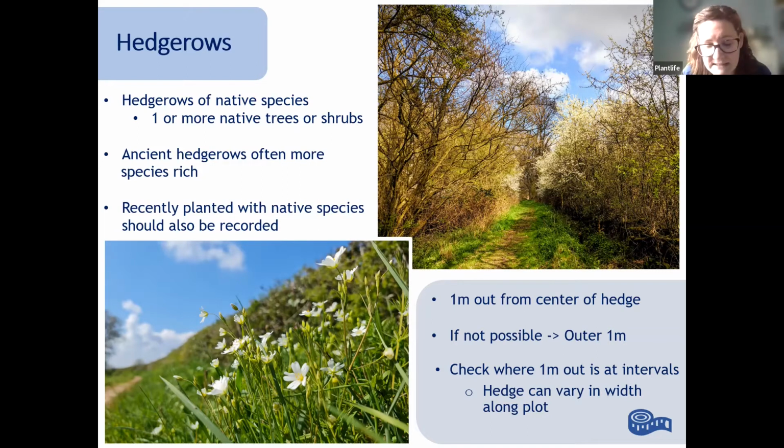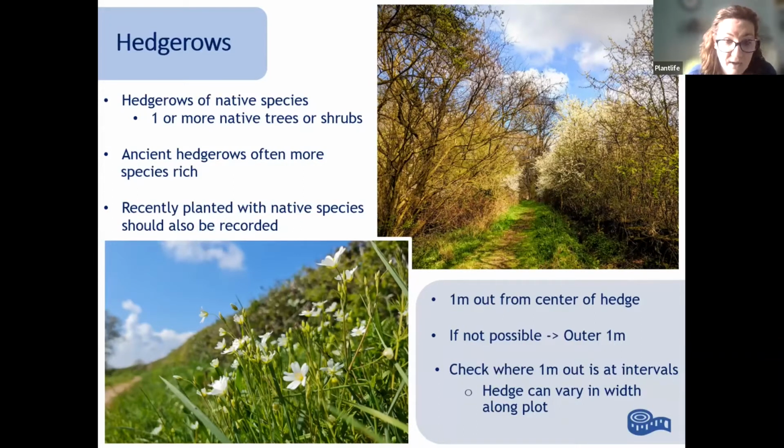And knowing that it's been recently planted can be really useful, and that's great extra information to provide when you're recording on your plots. If possible, we ask that you record a 25 metre by 1 metre plot that is 1 metre out from the centre of the hedge. If the width of the hedge doesn't allow for this, for example, if it's an exceptionally wide hedge, or if the shrub component is much wider, that makes it quite tricky, then we just ask you to record just the species present in the outer 1 metre.